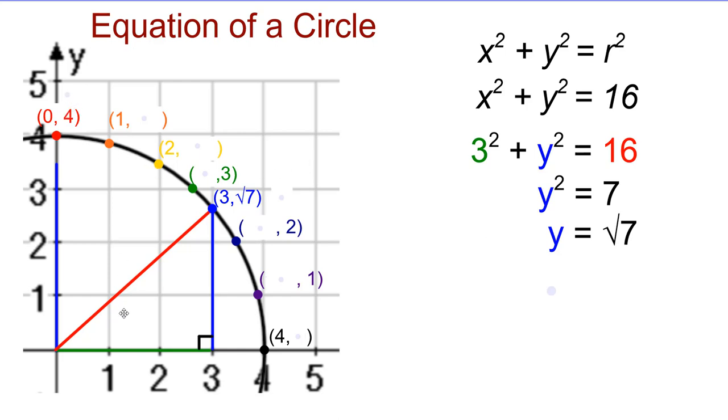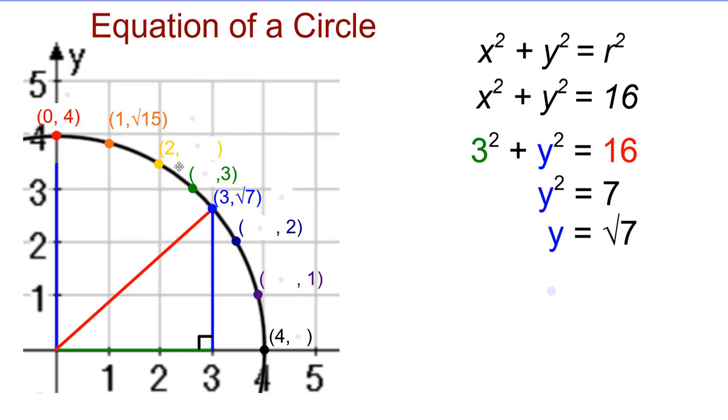All right, when x is equal to 1, 1 squared is 1. So that's 1 of the 16. So what's left over? So 15. So the answer would be radical 15. And then on this one we have 2. So when x is equal to 2, what's the y equal to? Well, it's going to be somewhere around 3.5.